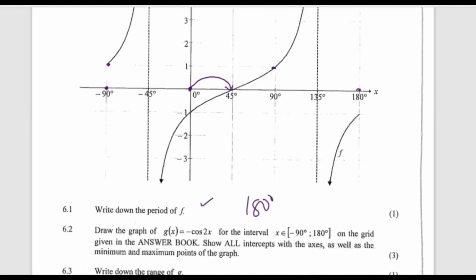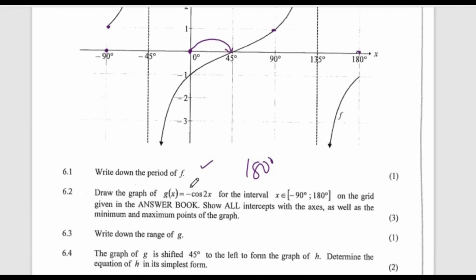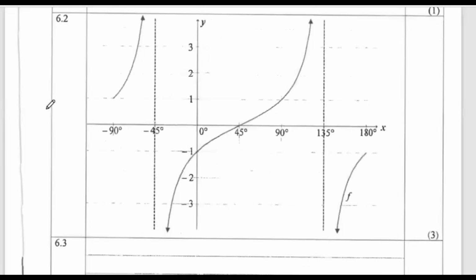Then they want us to draw negative cos 2x between the same interval. Show all the intercepts with the axis and the minimum and maximum turning points. So from your calculators, remember, we press mode and then the table, get f of x, then we put negative cos 2 alpha x, close the brackets. We don't have a g, so we can ignore that and just press equals.